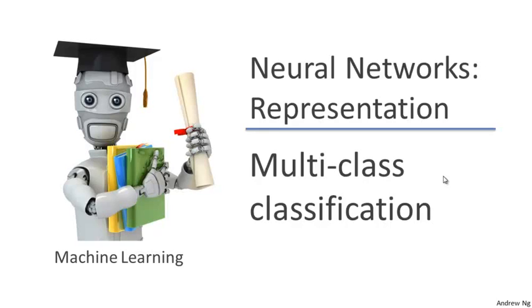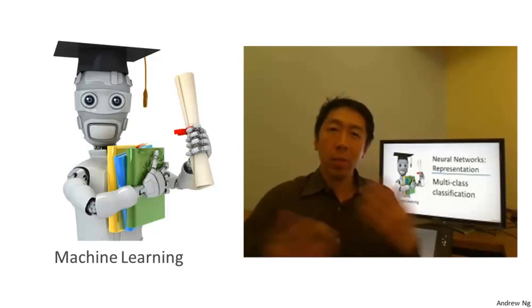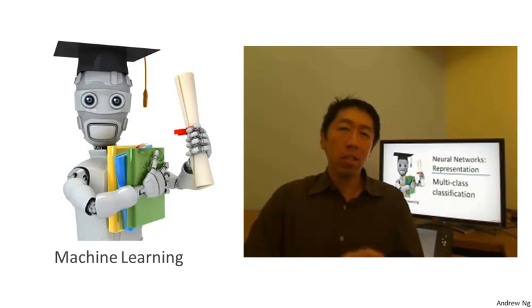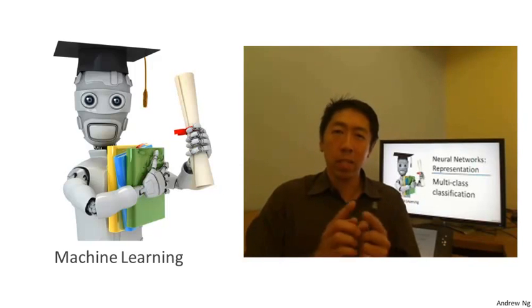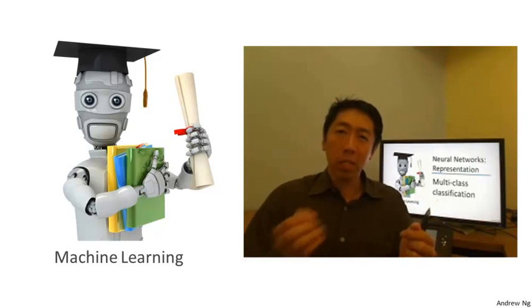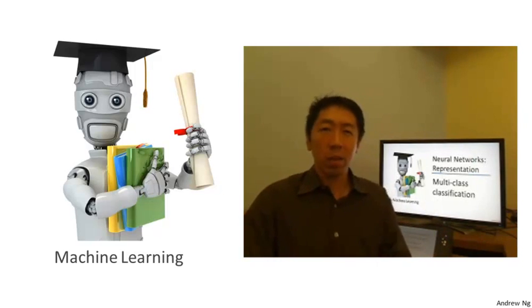In this video, I want to tell you about how to use neural networks to do multi-class classification, where we may have more than one category that we're trying to distinguish amongst. In the last part of the last video, where we had the handwritten digit recognition problem, that was actually a multi-class classification problem, because there were 10 possible categories for recognizing the digits from 0 through 9. And so here I want to fill you in on the details of how to do that.